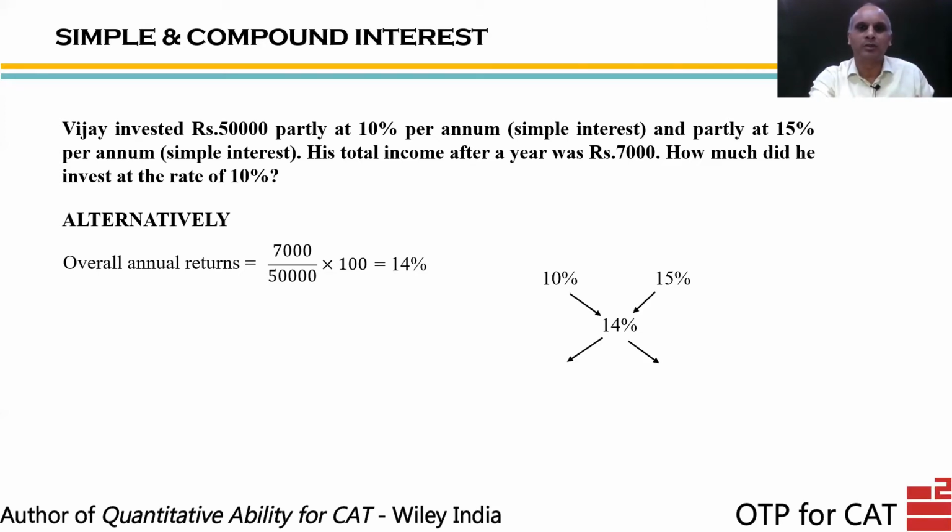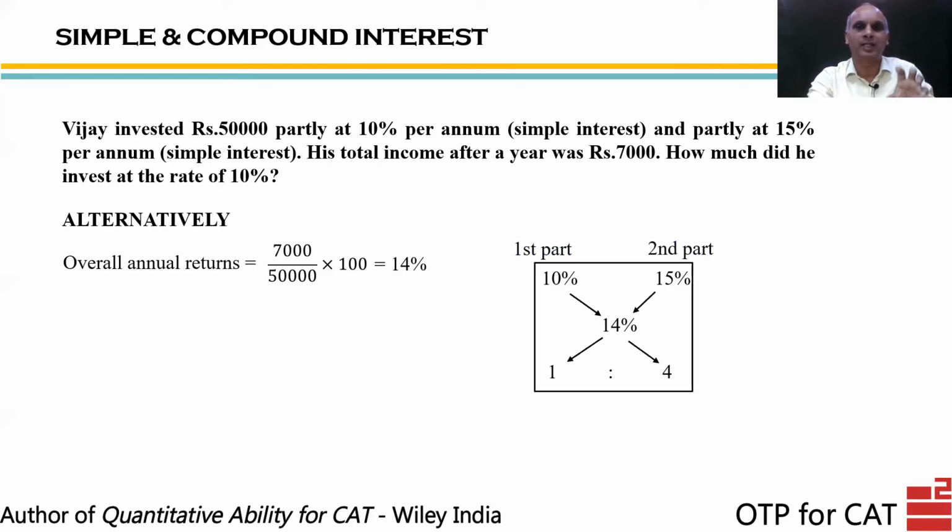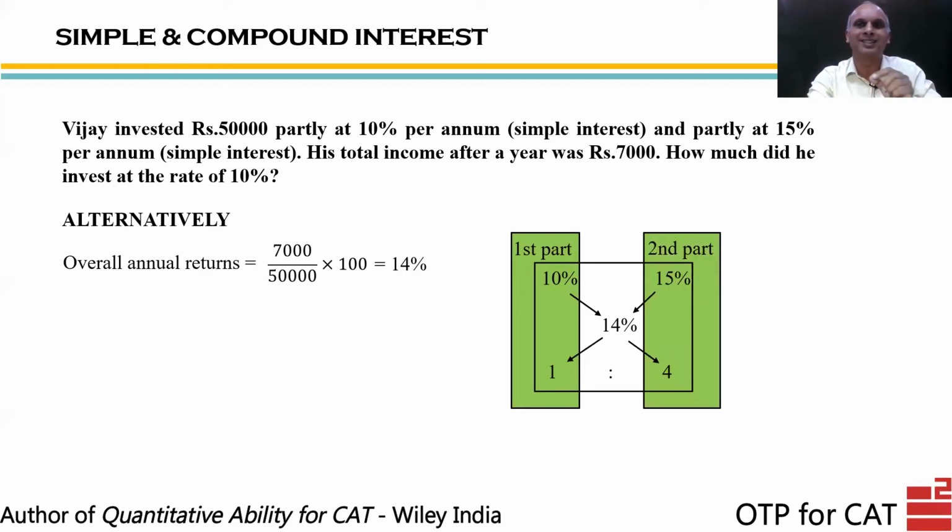And then we draw these arrows, and we see 15 minus 14 is 1. We write there, and the difference of 10 and 14, which will be taken as 14 minus 10, that is 4. This is the ratio 1 is to 4, which is the ratio of the principals invested in these two options of 10% and 15%. So remember that in the first part where I was getting 10%, this one value belongs to that. And the second value of the ratio, which is 4, belongs to the second part where I was getting 15% returns.